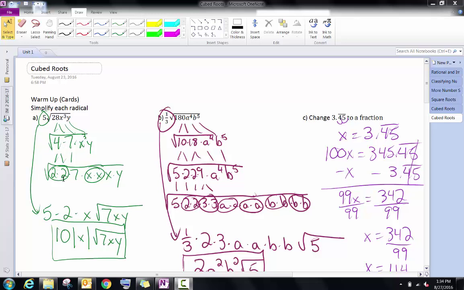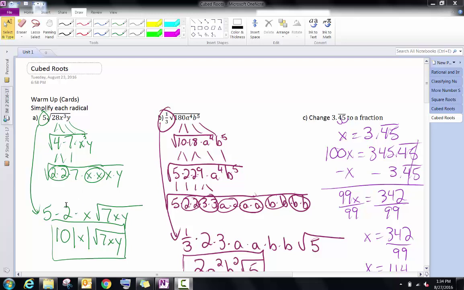4 can break down to 2 and 2. 7 is still there. It's prime. And then x cubed is 3 x's and y is 1. Now, we don't have to draw them out, but I think sometimes it helps. So we're looking for pairs. Well, I have a pair of 2's, so I bring out a 2. I have a pair of x's, so I bring out an x. 7, x, and y don't have pairs, so they stay inside the radical.